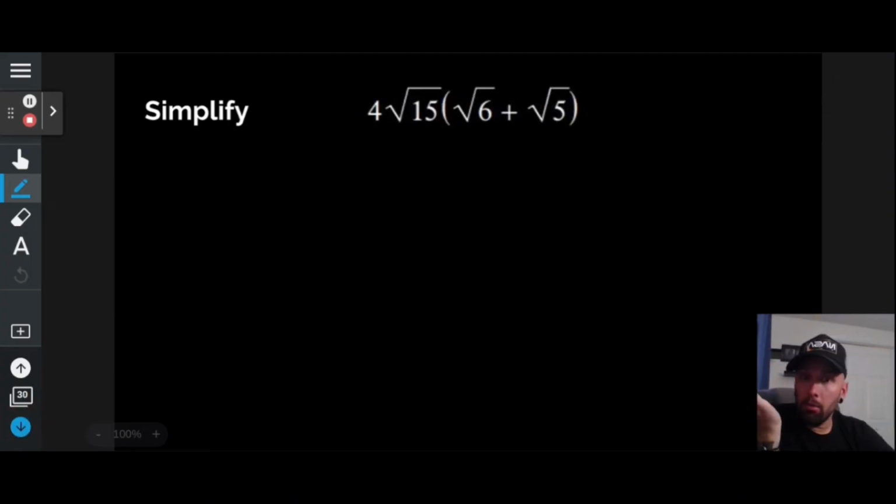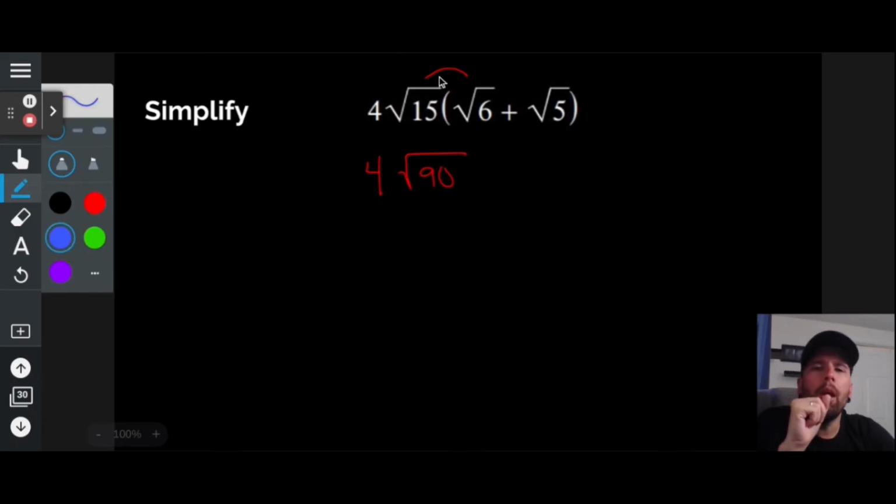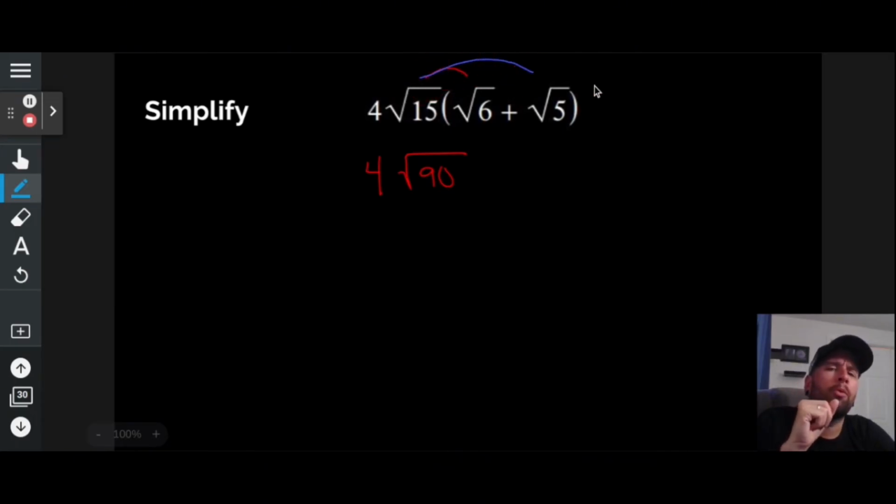Let's do it again. Now, this is the distributive property, which means multiplying. So I have 4 times, no number, which is going to be 4. I have the square root of 15 times the square root of 6, which is the square root of 90, because 15 times 6 is 90. Okay? I have 4 root 15 times root 5. 4 times no number is positive 4. Root 15 times root 5 is 75.